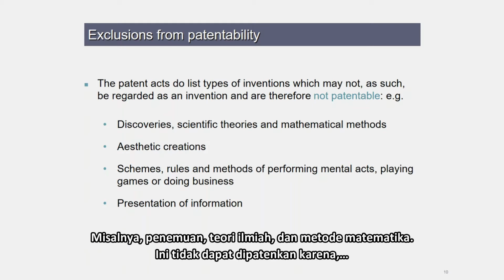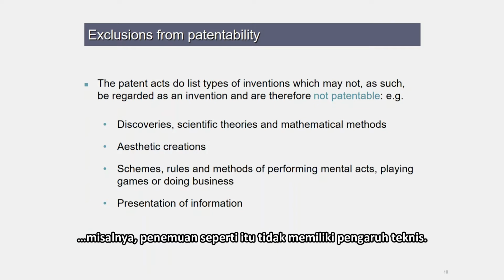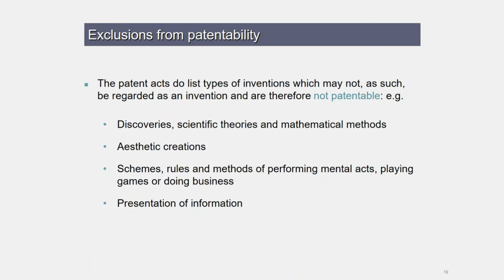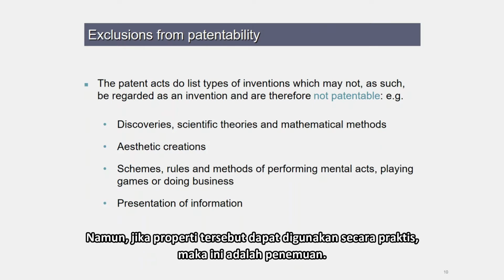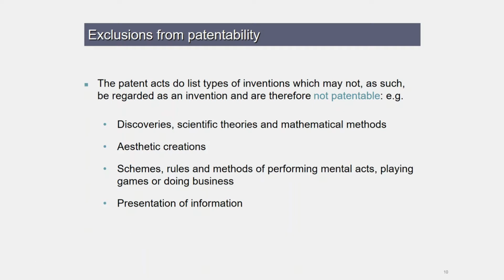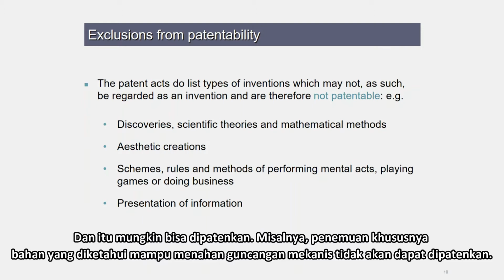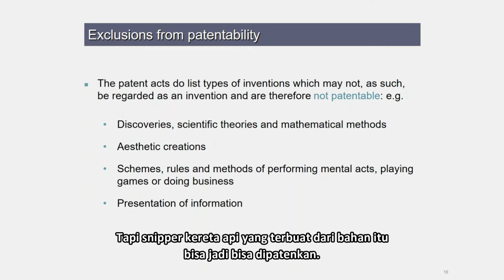For example, discoveries, scientific theories, and mathematical methods. These are not patentable because, for example, a discovery as such has no technical effect. I mean, a discovery is what you found in nature, so as itself it does not have any technical effect. If, however, that property is put to practical use, then this constitutes an invention, and that might be patentable. For example, the discovery that a particular known material is able to withstand mechanical shock would not be patentable. But a railway sleeper made from that material could well be patentable.